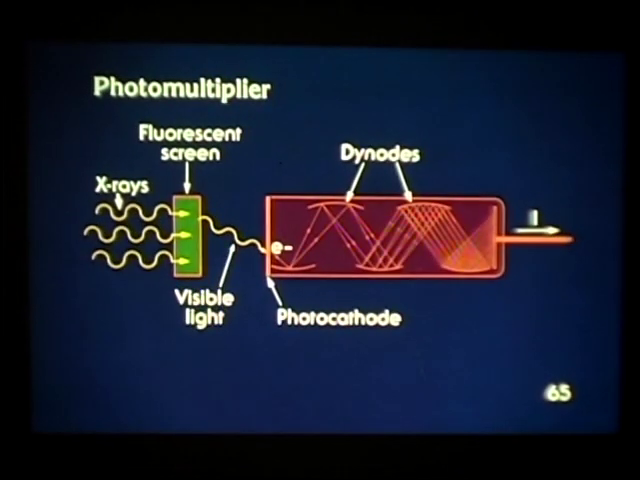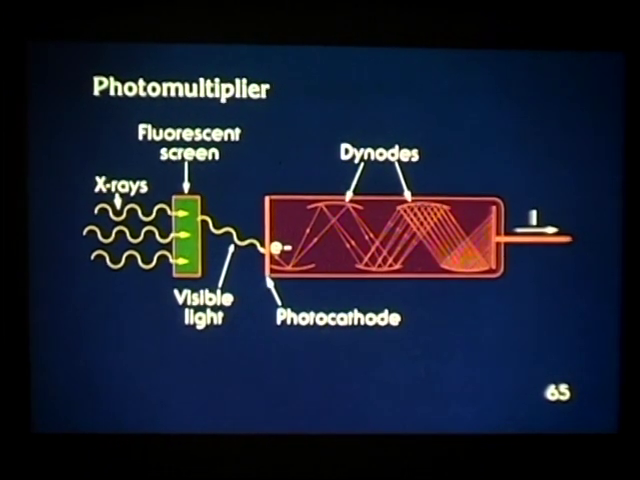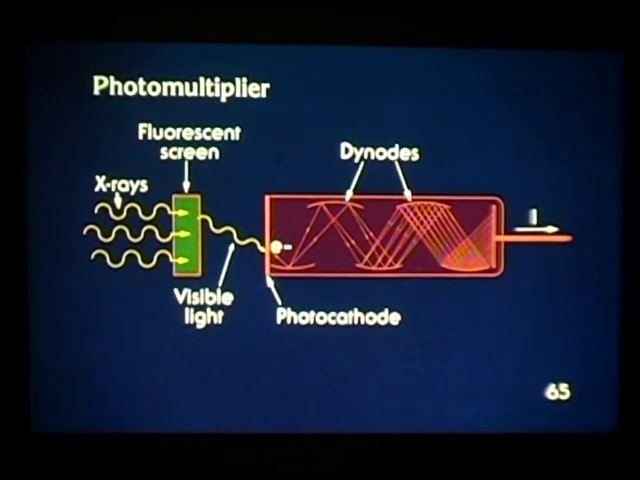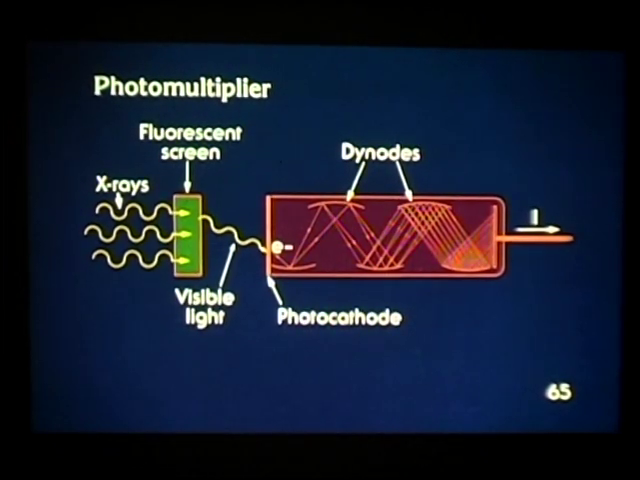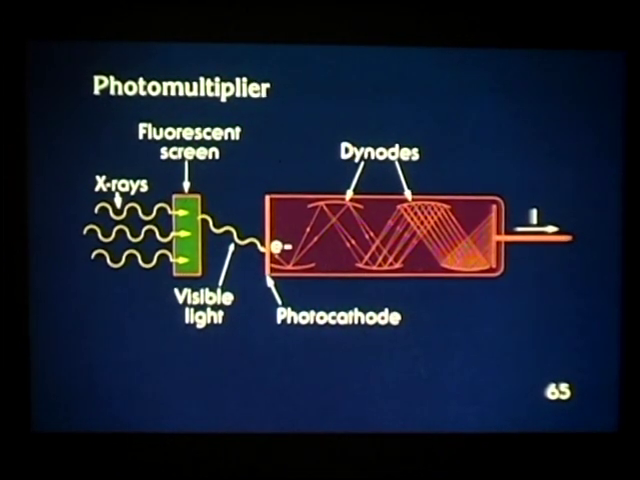Number 65. The fluorescent screen is a device that emits visible light when struck by X-rays. This visible light then strikes the photocathode of the photomultiplier tube, and the photocathode emits electrons. The electron shown strikes a series of dynodes, with each dynode emitting 2 or more electrons from each electron that strikes it. So, after several dynodes have been struck, there are enough electrons coming out of the photomultiplier to constitute a measurable current.